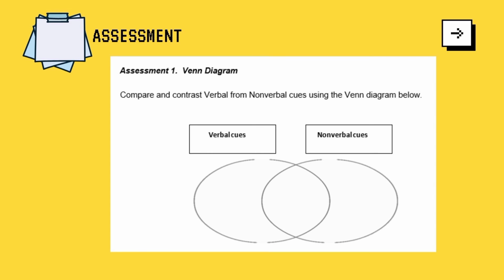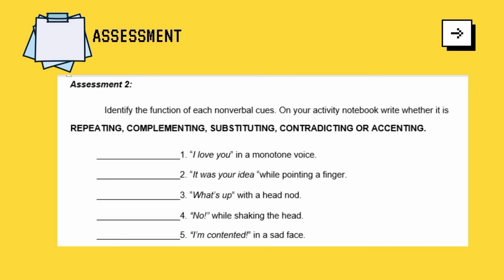Your first assessment is to compare and contrast verbal from non-verbal cues using the Venn diagram below. The center space is for the similarities of verbal and non-verbal cues. The left space, on the other hand, is for the definition of verbal cues. What have you understood about verbal cues? And the right space is for non-verbal cues.